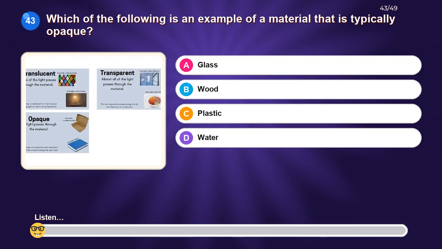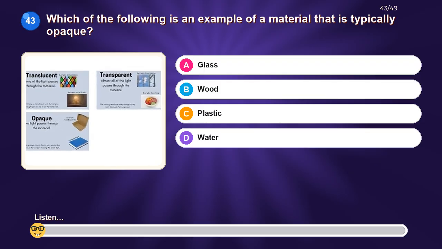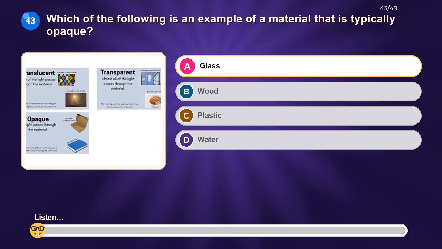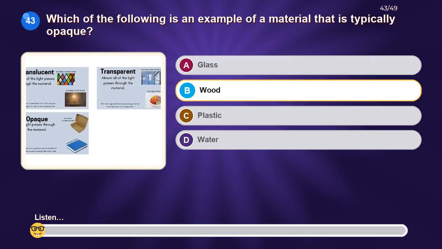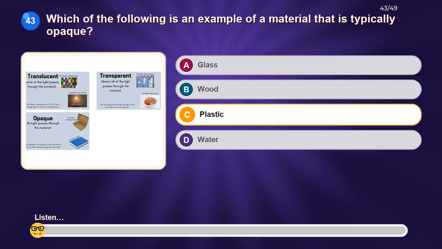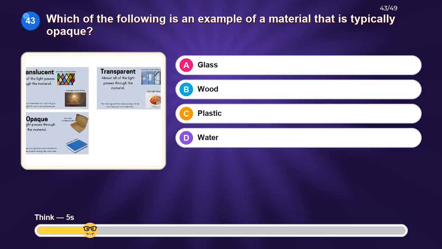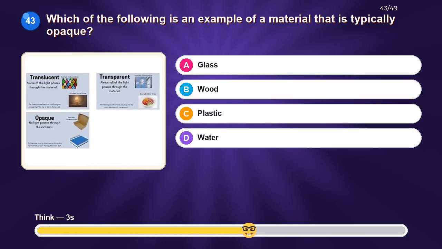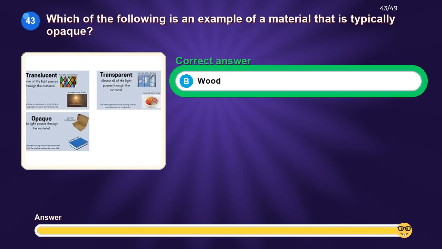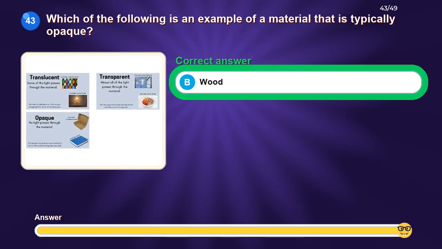Which of the following is an example of a material that is typically opaque? Option A, glass. Option B, wood. Option C, plastic. Option D, water. The correct answer is wood.